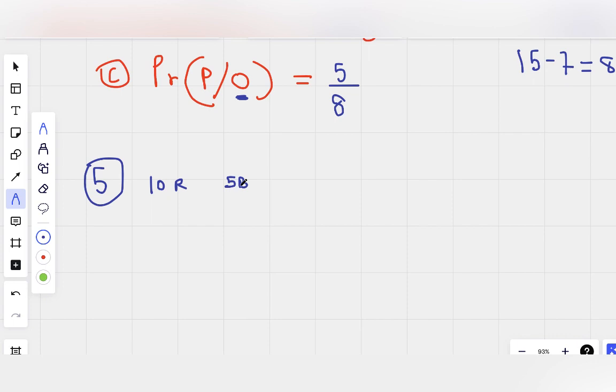So, meaning without replacement, which means every time the total number goes down by 1, right? A bead is taken out from the bag without replacement. The bead is never put back into the bag. So the first thing is to draw the tree diagram to show the possible outcomes and the probability of the first 2 beads removed from the bag.